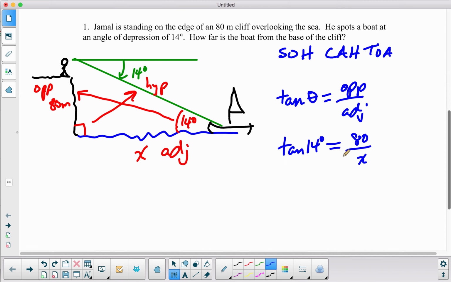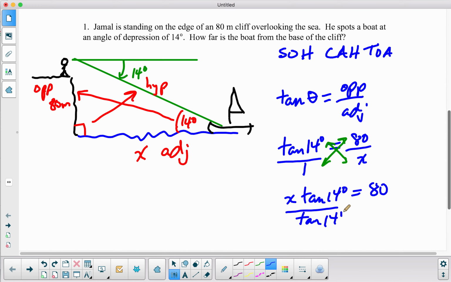Now we're trying to solve for a side. So what we do is we put this side over 1. Tangent 14 degrees is just some decimal number. It's probably 0 point some long decimal number. That's okay. Any number over 1 is the same as just that number. And now we can just cross multiply to solve for x. So we have x times tan 14 degrees equals 80 times 1, which is 80. And we want to get x by itself. So with x times tan 14, we divide both sides by tan 14 degrees.